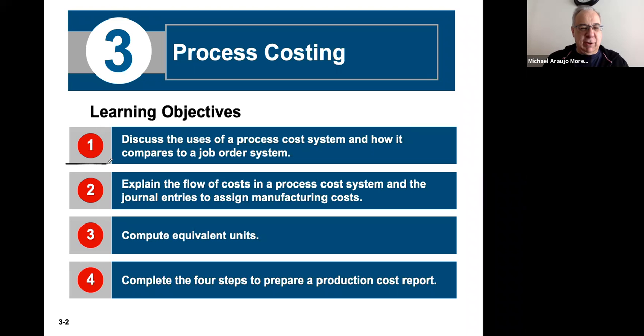All right. So we're going to be focused today on Objective 1, which introduces you to the big part of Chapter 3, which is all about process costing. So you're going to be learning a little bit about this and how it compares to the job order costing system that you just learned from Chapter 2.